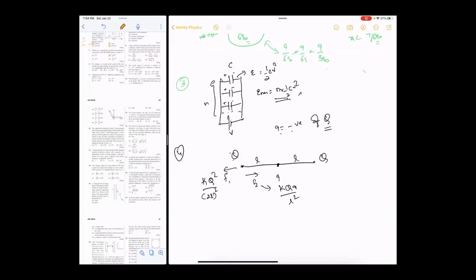Now I have to equate both. So K Q square by 4L square equals K Q q by L square. K, Q and L square get cancelled. So q is minus Q by 4. I'm substituting the value, but with sign, q is equal to minus Q by 4, for the system to be in equilibrium. Clear, bachcho?